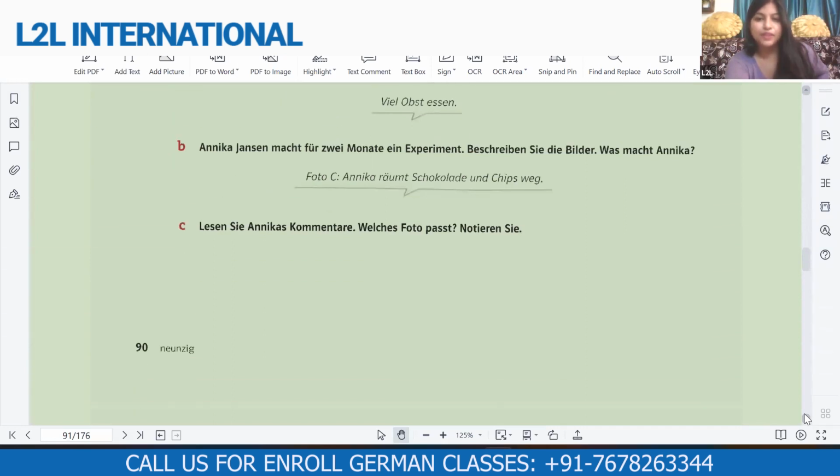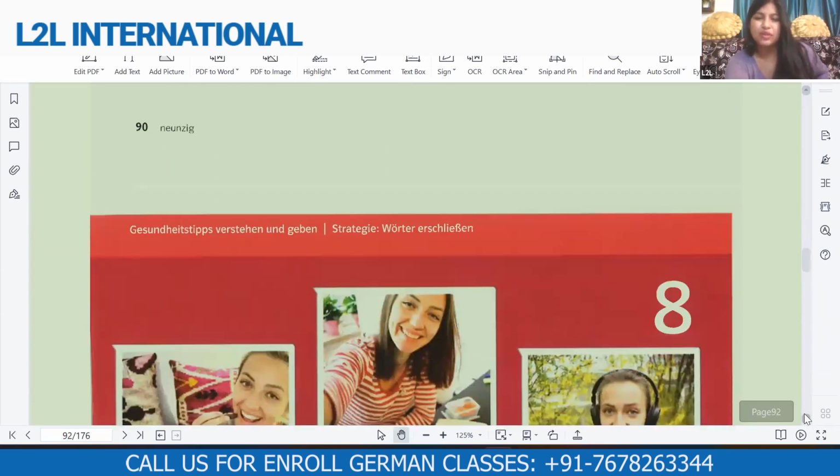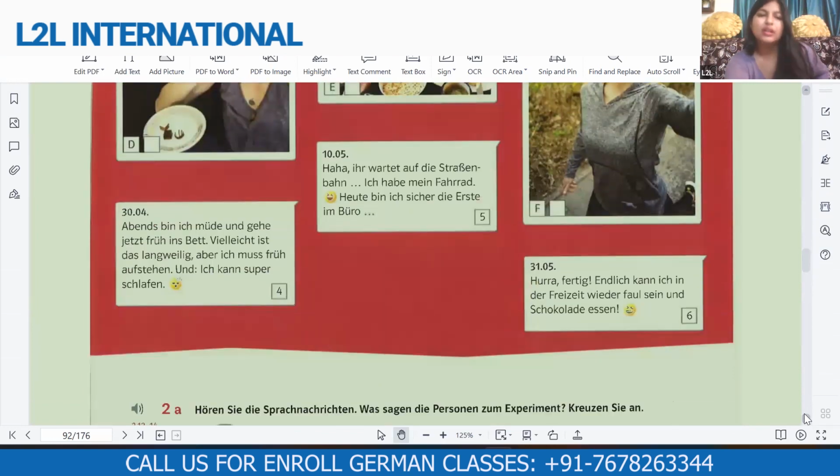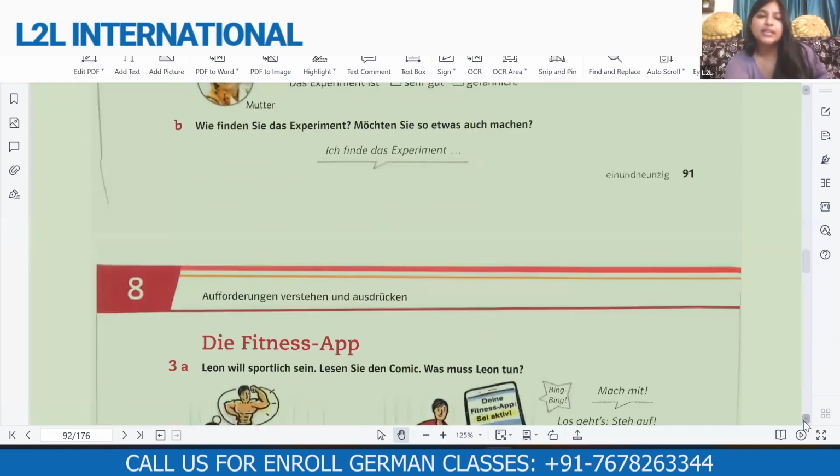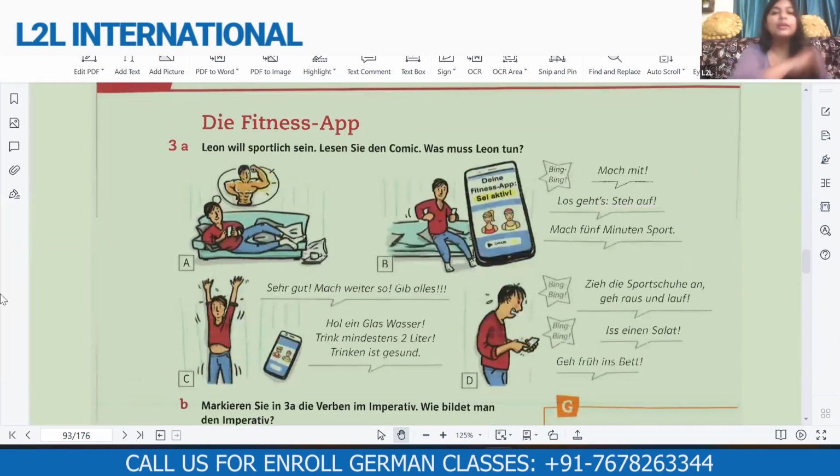I'm skipping the first exercise. It's not important. If you want to read these texts, you can. It's about somebody, a girl, and what she has done for her experiment. So it's not important. We are coming right here, which is important.